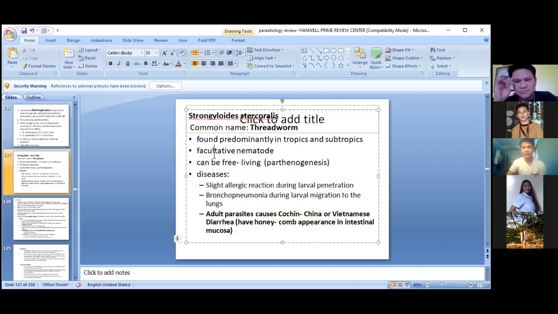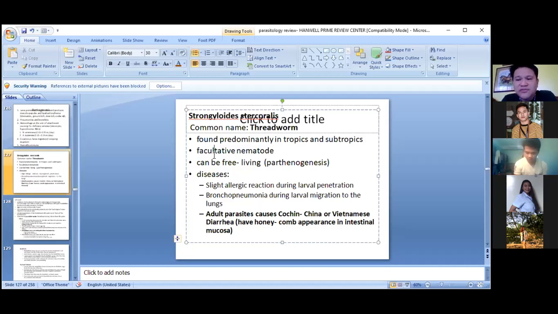But, well, now let's proceed to the third parasite. The third parasite is Strongyloides stercoralis. I told you that Strongyloides stercoralis is similar with the ova of your hookworm. They appear to be morula-ball-like ova. Correct? Now, the common name of Strongyloides stercoralis is threadworm. No? Threadworm because it's a very long adult parasite.